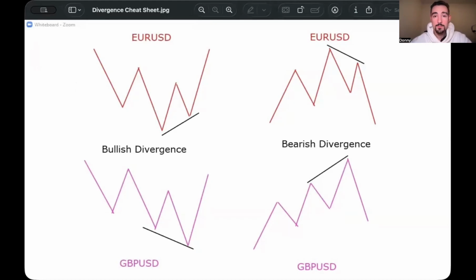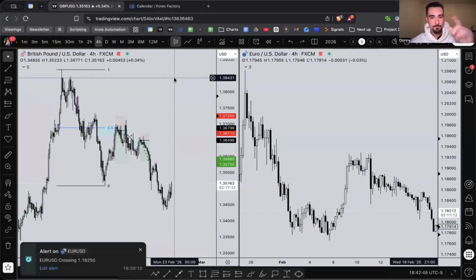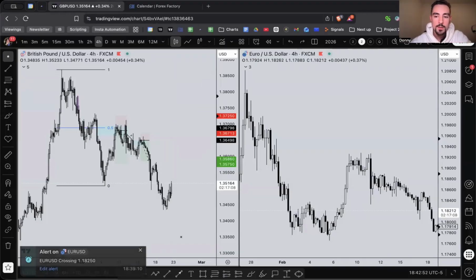Because the DXY is going to give me an outlook on what the other US dollar currency pairs are going to do, number one. And number two, I can then go to Euro USD and GBP USD and identify pretty quickly, boom, point of interest, boom, point of interest. Let me structure setups off those areas.